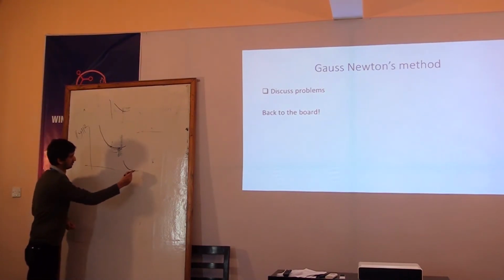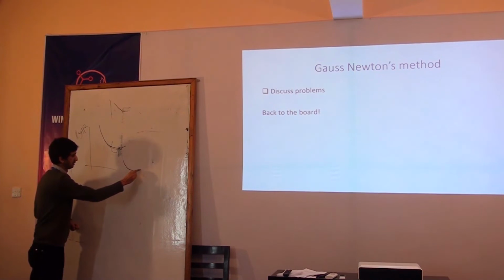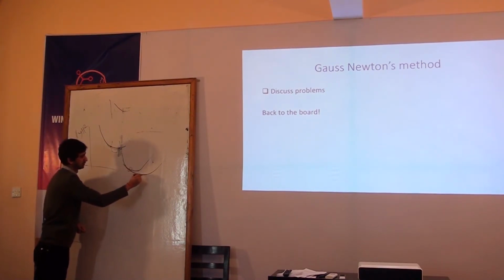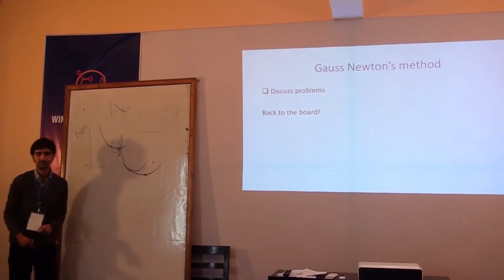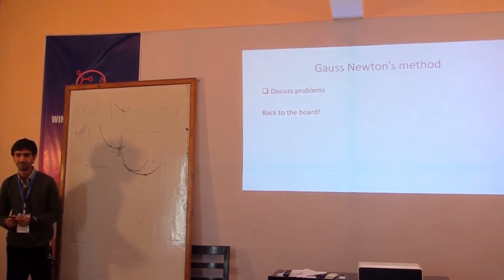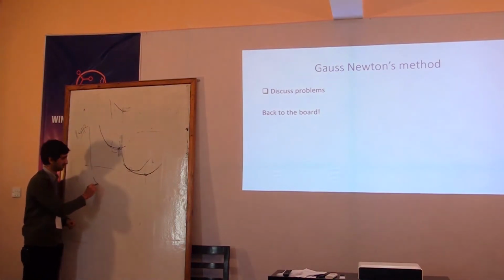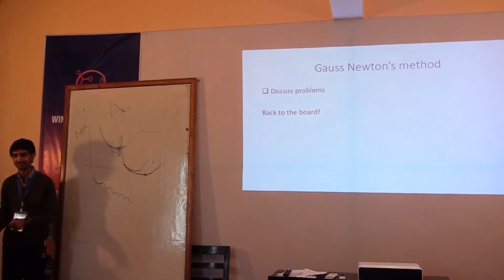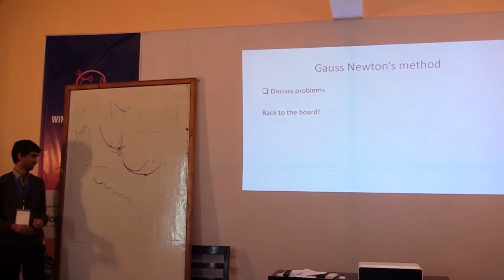If you have something like this, here, it will fit a second order curve around here, and directly jump to the minimum of this curve. So that's what's happening. The problem is that sometimes your functions are what we call non-convex. Something like this, right? Extremely non-convex. Then what will happen?